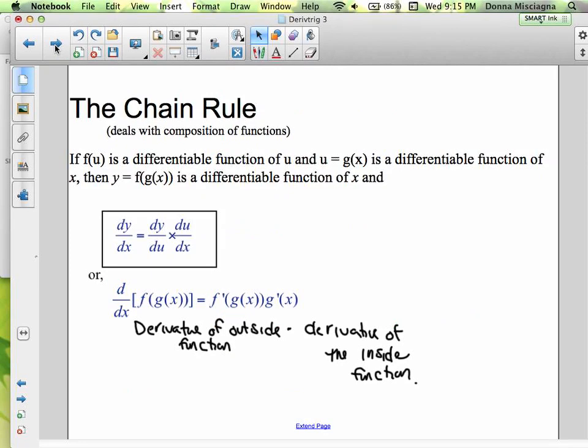All right, so if the outside, f of u, is a differentiable function of u, and u, g of x, is a differentiable function of x, then y equals f of g of x is going to be differentiable. If the outside is and the inside is, and quite honestly, right now, I'm not going to give you anything that's not differentiable. I'm not going to try and trick you. We're going to take the outside, so that would be f prime of g of x, the derivative of the outside function, and then the inside, g prime of x, the derivative of the inside function.